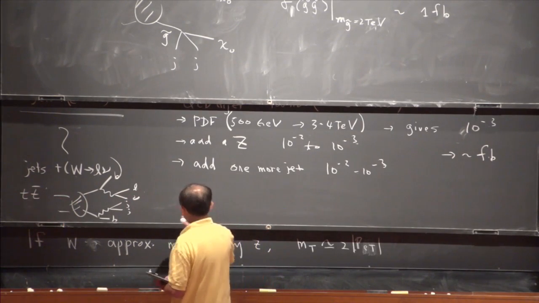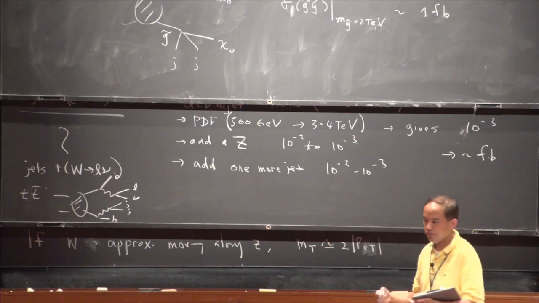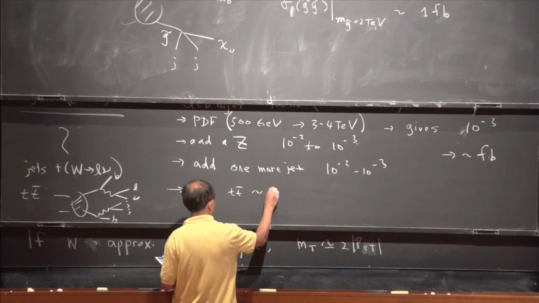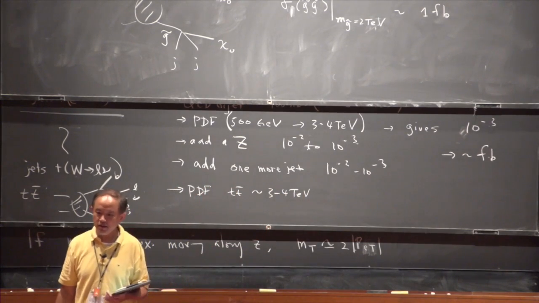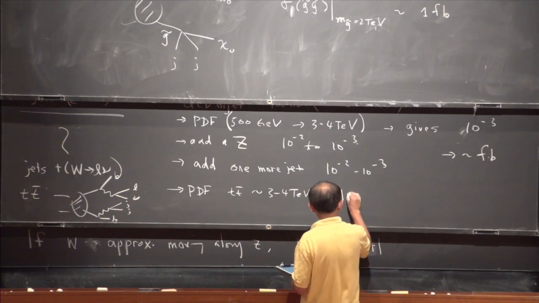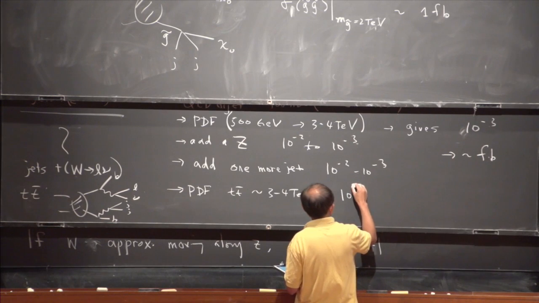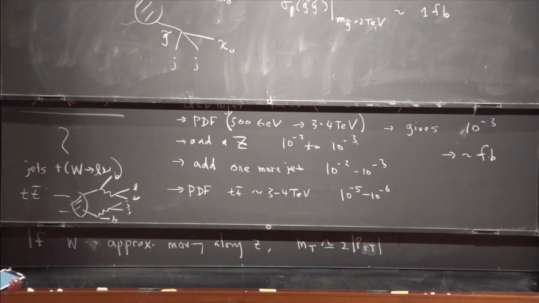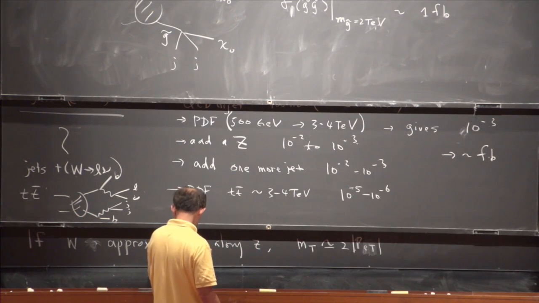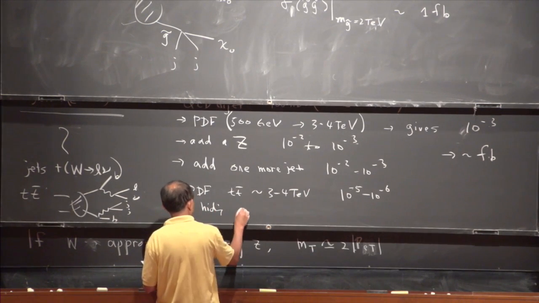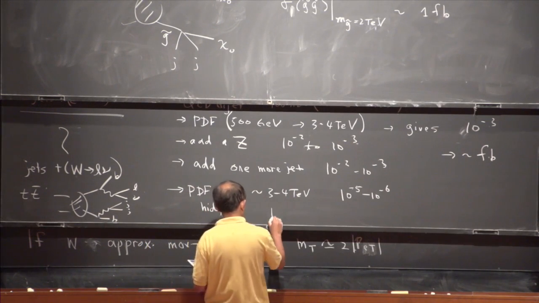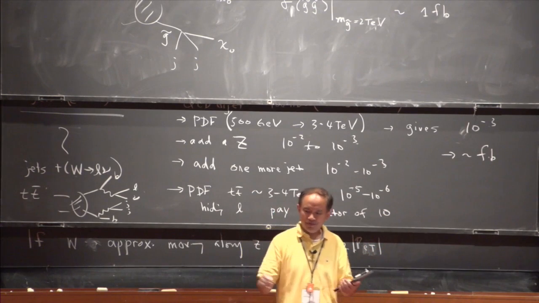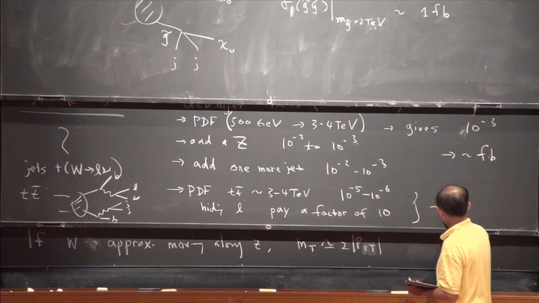So we can do some estimate. TT bar starts out at a nanobar-ish, but again I need to go to the PDF. TT bar center of mass energy is around 3 to 4 TeV, because this is the relevant energy, and you can look at the gluon PDF, which gives you a factor of 10^-5 or 10^-6. The gluon PDF actually drops faster going to higher energy. And hiding the lepton, you may pay a factor of 10. Again, this will take this background down to femtobar-ish.